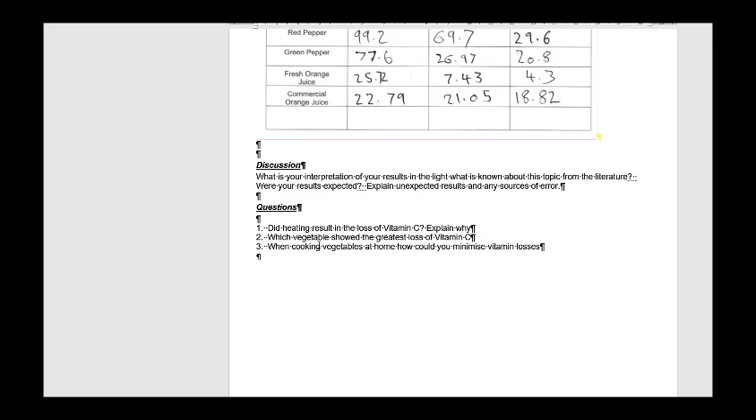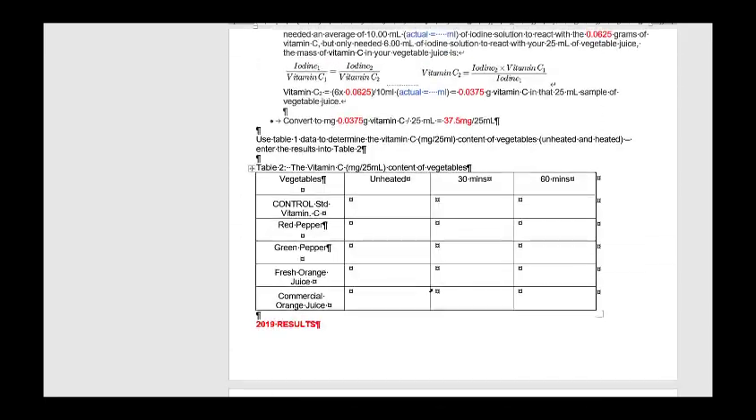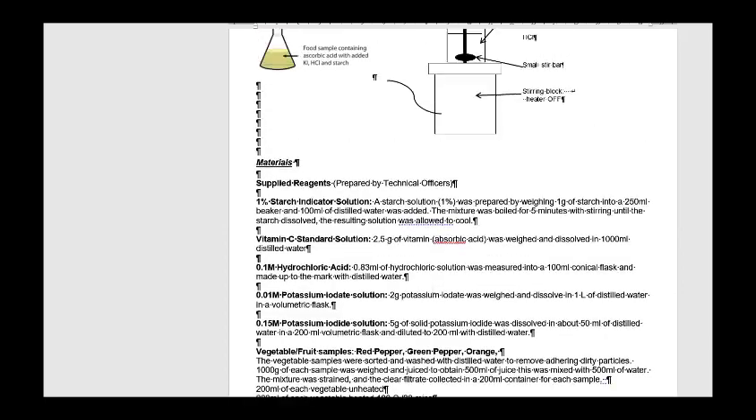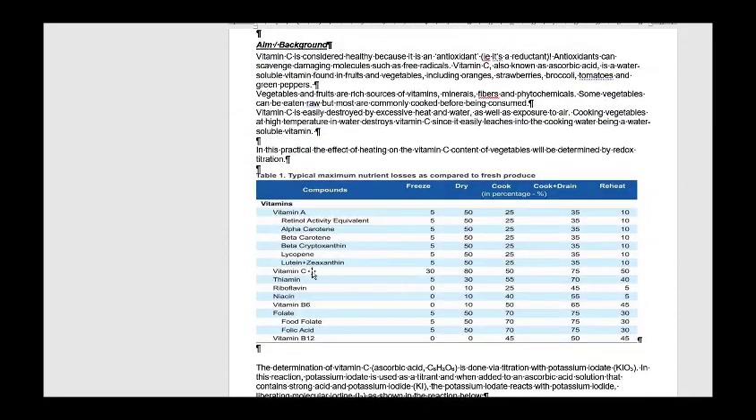At home, what can you do? Well, at home, what you need to take care of is the amount of heat and also whether you're cooking the vegetable in boiling water. So if we go back over here, if I'm cooking the vegetable in boiling water, the vitamin C will leach out into the boiling water, and you'll lose some of that vitamin C as you drain away that water.